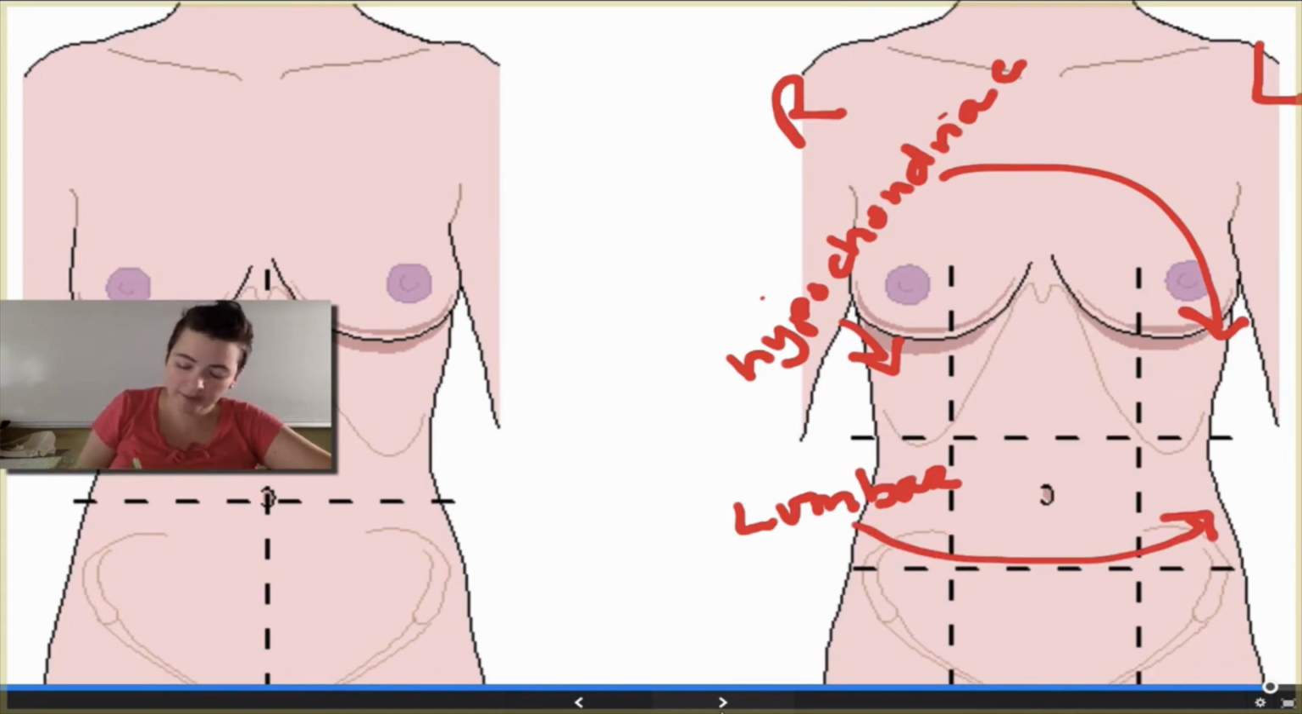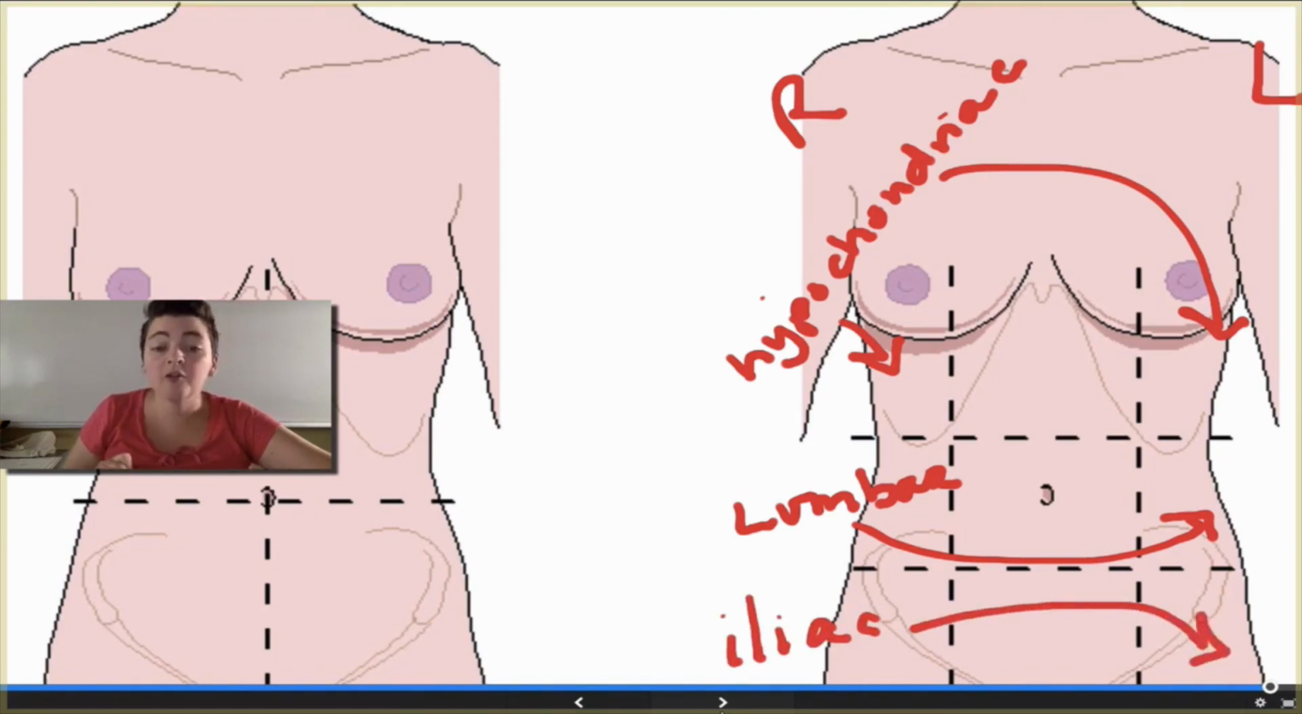And then at the bottom is iliac. Iliac is also over there. So you have the right and left iliac. Iliac is named for the part of the hip.